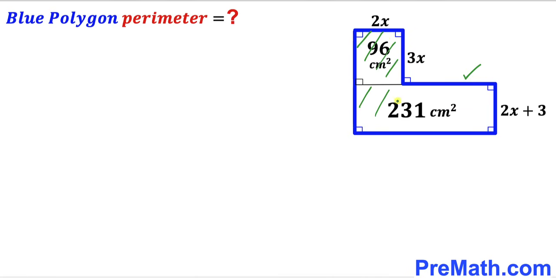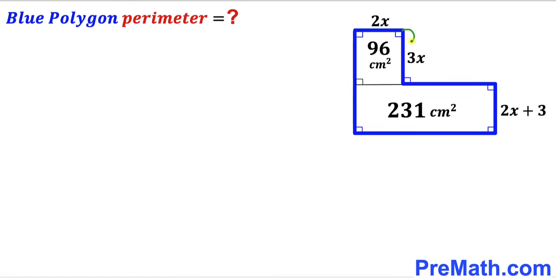In this video, we have this blue polygon that consists of two rectangles, the top rectangle and the bottom rectangle, as you can see in this given diagram, such that the area of the top rectangle has been given to us as 96 centimeter square, whereas the area of the bottom rectangle is 231 centimeter square. And moreover, this horizontal segment length is 2x.